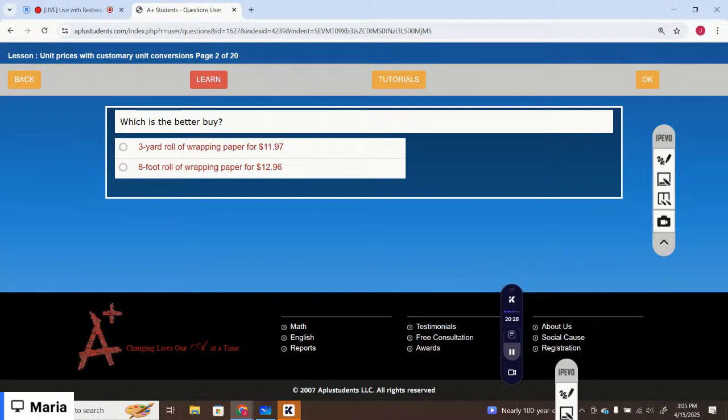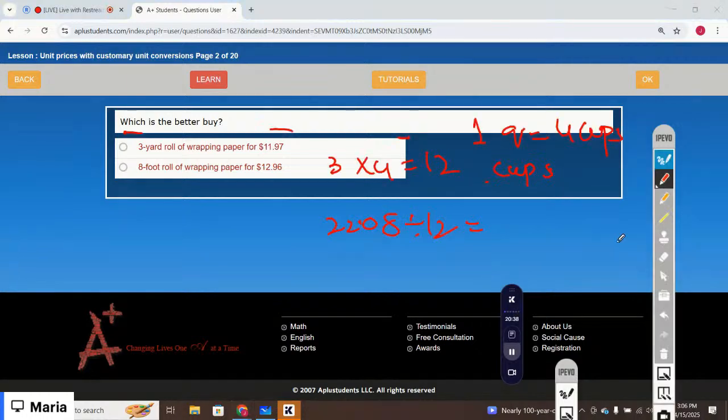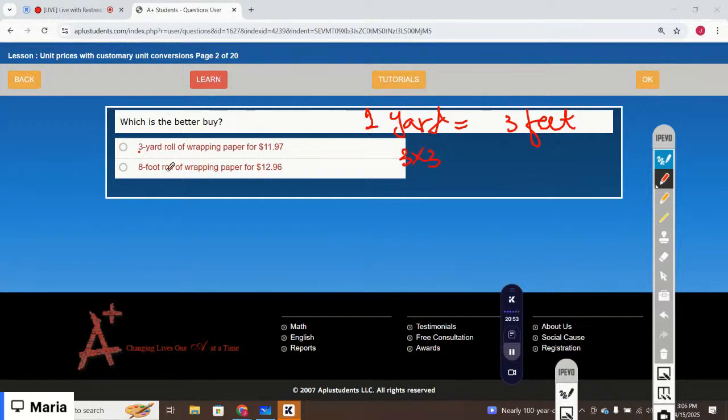So first thing you have to convert here is from yards to feet. So 1 yard equal how many feet? 1 yard equal 3 feet, right? You cannot compare them until they are in the same units, right? So the first is convert them into same unit. That is 3 times 3. 3 times 3 is 9 feet. So then calculate the price of 1 foot.